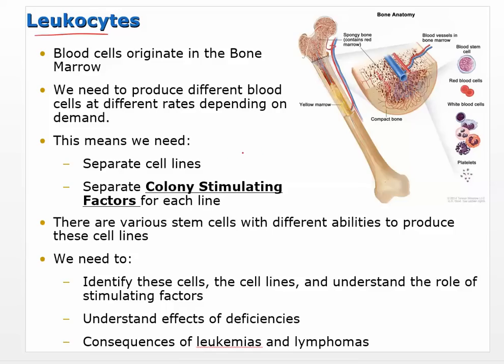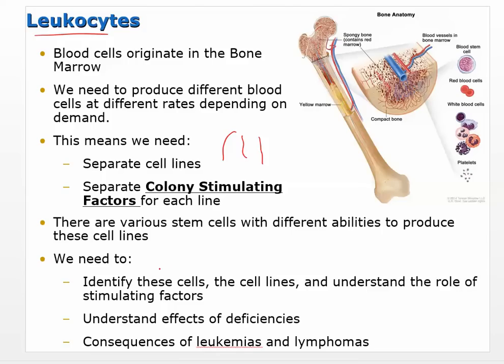And so to do that, the body has to have separate cell lines, okay, to manufacture these. So when you have separate cell lines, you can express a different colony stimulating factor. That's what that's called. And then you're able to produce, let's say, if you need an increase in eosinophils, you can specifically increase the eosinophils without increasing all of the other blood types.